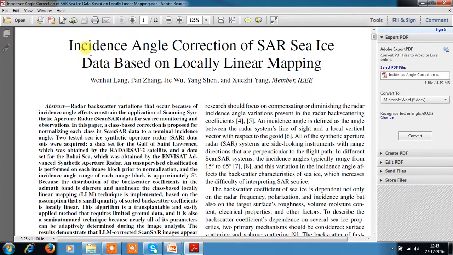The title of the project is Incident Angle Correction of SAR Sea Ice Data based on Locally Linear Mapping. Here, a locally linear mapping is taken to correct the incident angle effect which happens in the SAR sea ice database. The SAR sea ice database is a satellite image used to monitor the sea ice by using the locally linear mapping.